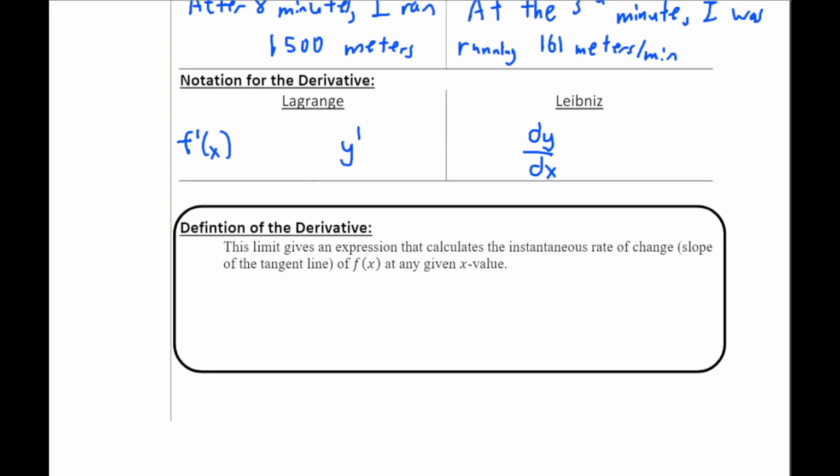Another thing here, definition of the derivative. This limit gives an expression that calculates the instantaneous rate of change or slope of the tangent line of f of x at any given x value. Very similar to 2.1. f prime of x, the derivative, is equal to the limit as h approaches 0.